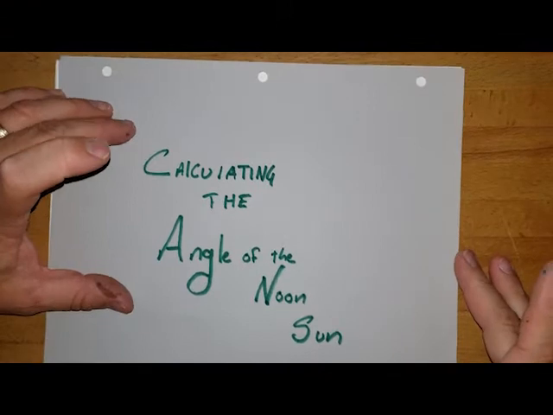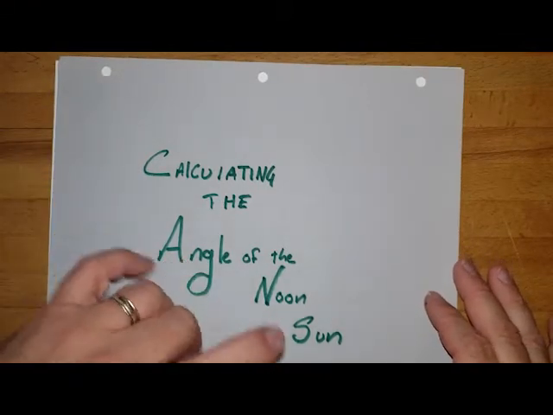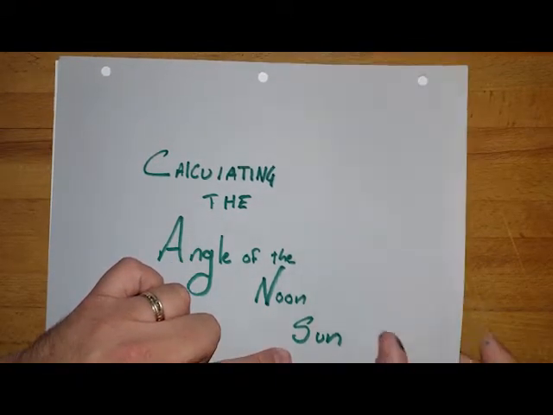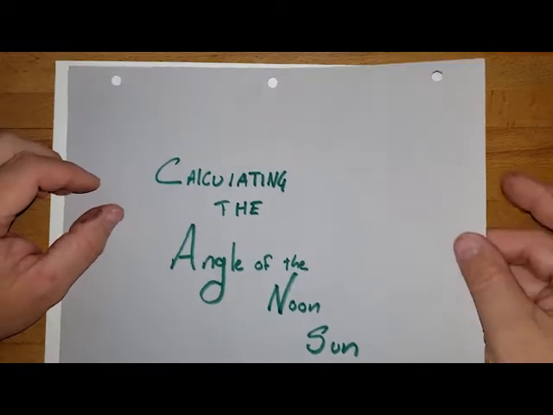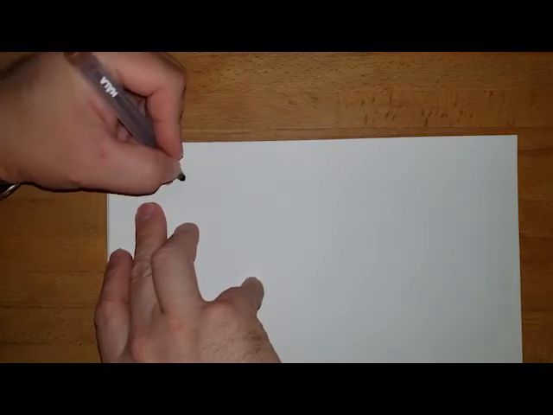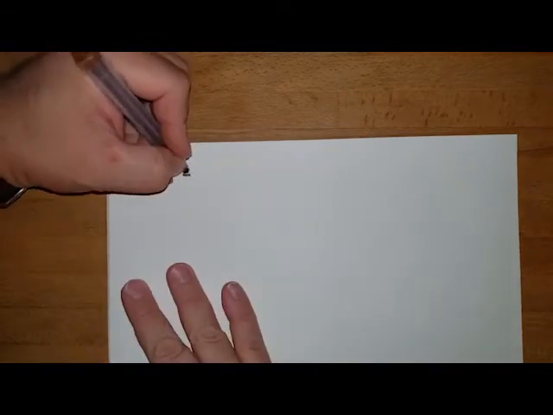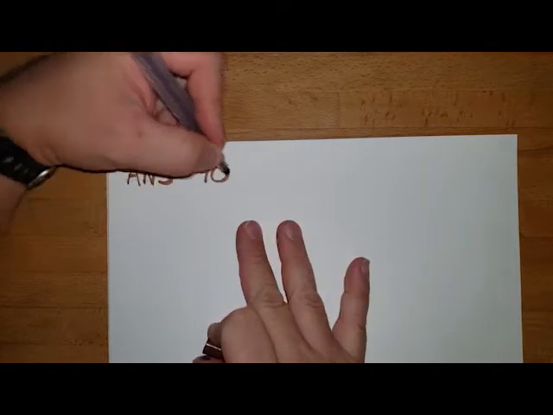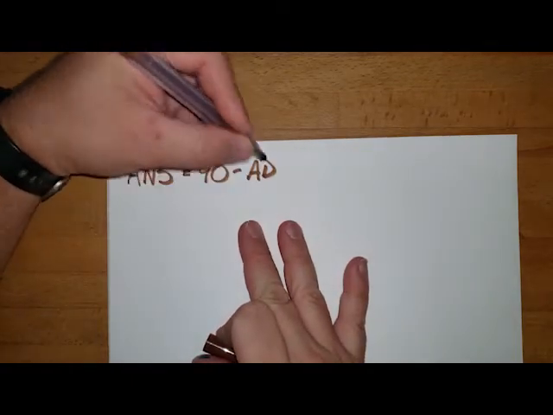Demonstrate how to calculate the angle of the noon sun. Although this is laid out in the lab manual that I've gotten to you guys, sometimes it's helpful to see it actually being done. There is an equation for the angle of the noon sun. The equation for the angle of the noon sun, the ANS, is equal to 90 minus the arc distance.